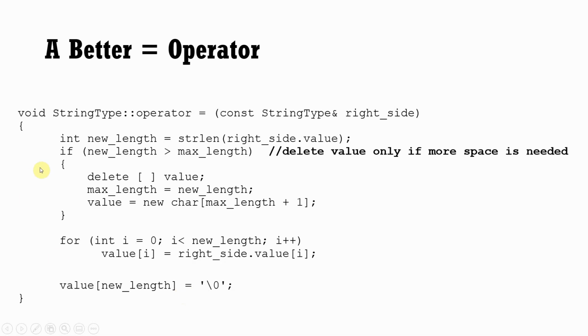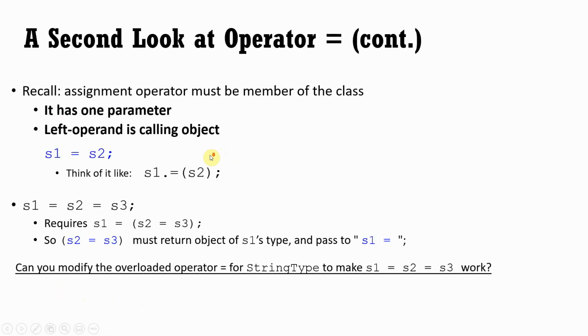I'm going to leave it at this for the assignment operator, but in order to have a better assignment operator implementation, you don't want your return type returned by value. You want to return your calling object by reference. So a better implementation would be string type ampersand, and then you would just return star this at the end. So this would be how you define an assignment operator that would do deep copy.